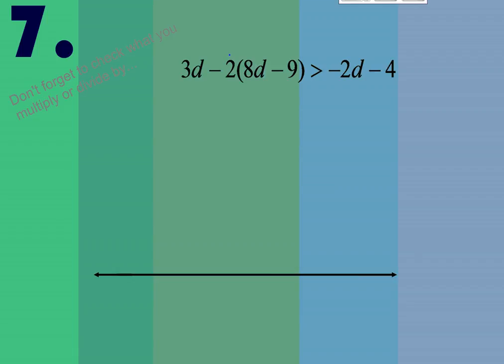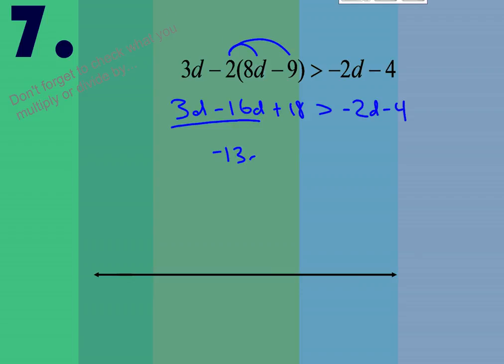So let's start with distributing. So let's distribute. So that's going to be 3D minus 16D plus 18 greater than negative 2D minus 4. So now if I put these two together, that's negative 13D plus 18. So now let's start moving some things around. So I want to add 13D to both sides. I want to add 4 to both sides.